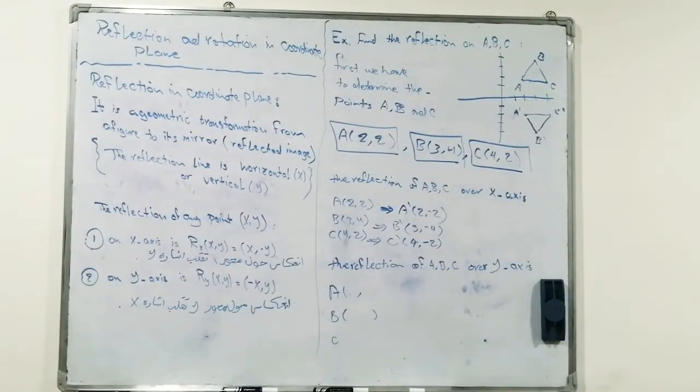When we have to find the reflection over y, that means we have to change the sign of x.